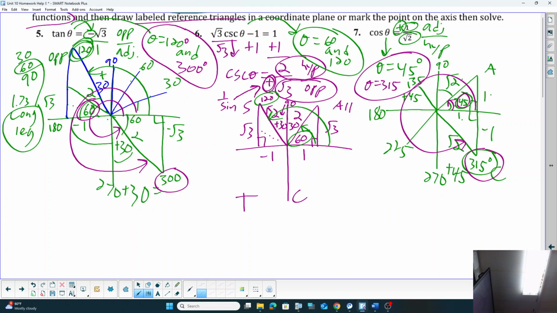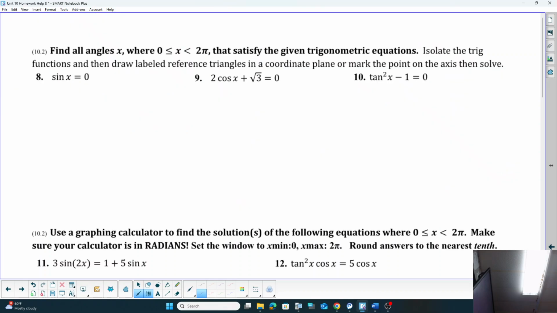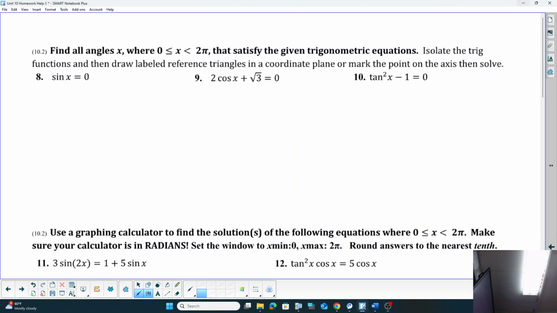Cool. So keep on going. Try it on your own first. We're doing radians now. Okay, so with radians, you need to remember that 30 degrees is pi over 6, 60 degrees is pi over 3, and 45 degrees is the other important one, so that's pi over 4. 90 degrees is pi over 2, etc.